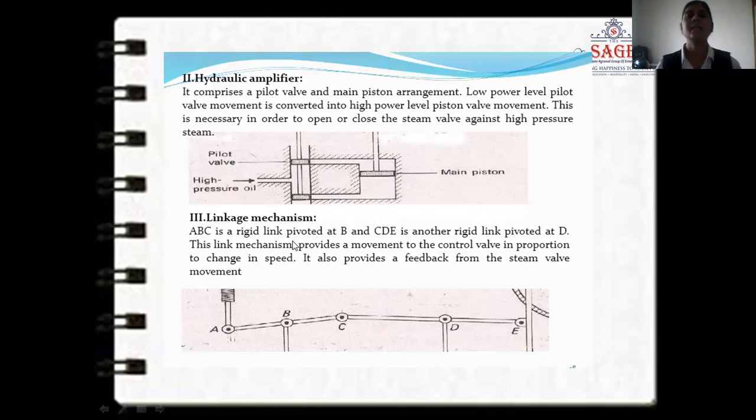Third one is the linkage mechanism. What is the linkage mechanism? This is a linkage mechanism. In this mechanism, A, B, C, D, E are the main parts. A, B, C is a link pivoted at B, and C, D, E is pivoted at the D point. This link mechanism provides a movement to the control valve in proportion to change in speed. It also provides a feedback from the steam valve movement.